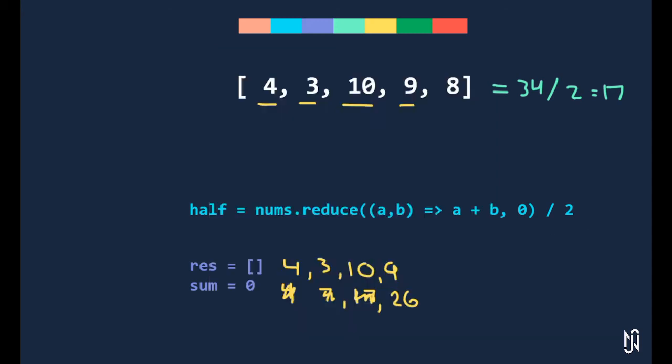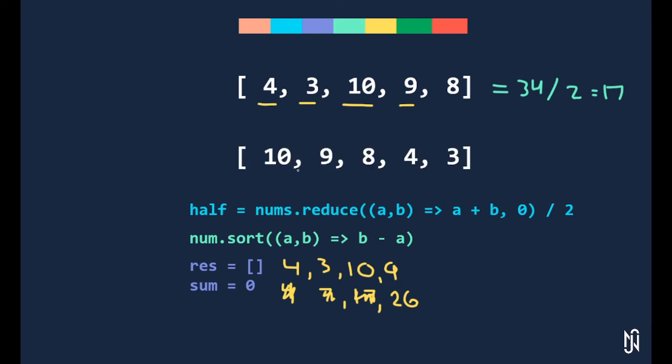So let's add this step, and that's going to be nums.sort, and we're going to sort it in decreasing order so we have the largest elements at the front. And that's going to give us this array right here where we start with the 10 and end with the 3. So let's run this again, except now we're going to use the sorted array.